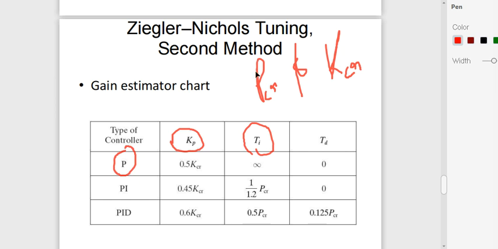So, for tuning a system using the Ziegler-Nichols second method, we need to find both PCR and Kcr. How can we find this PCR and Kcr?